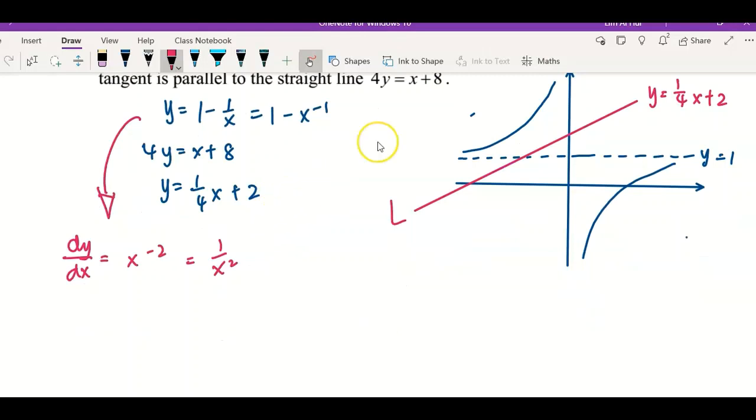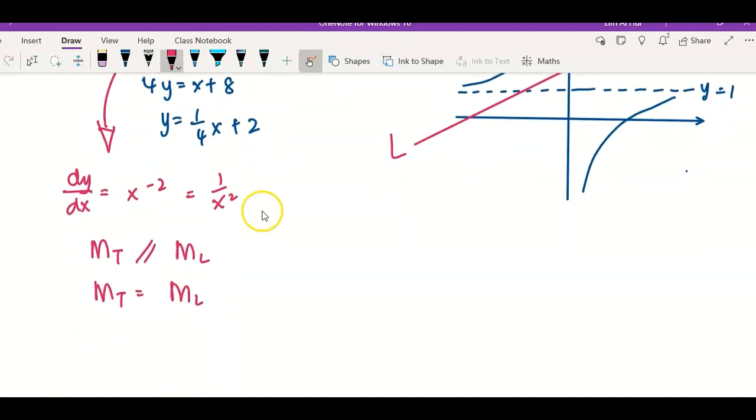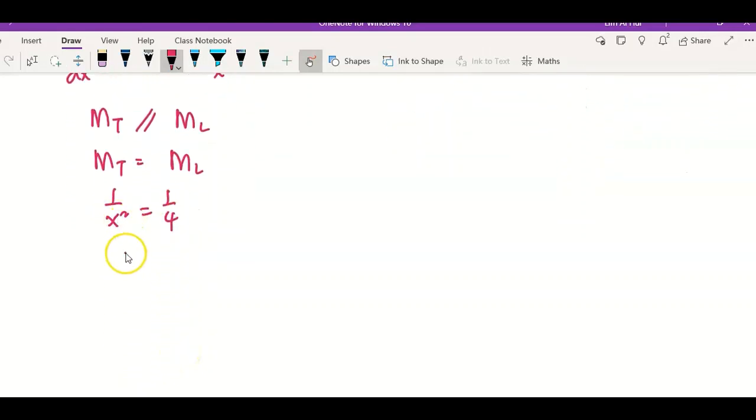If the question says the tangent is parallel to the straight line, meaning that the gradient of the tangent is equal to the gradient of the straight line L. The gradient of the tangent is 1 over x squared, and the gradient of the line L is 1 over 4. We just equate them: 1 over x squared equals 1 over 4. From here we solve, we get x squared equals 4, then x equals positive or negative 2, meaning that one x is at negative 2, the other x is at 2.